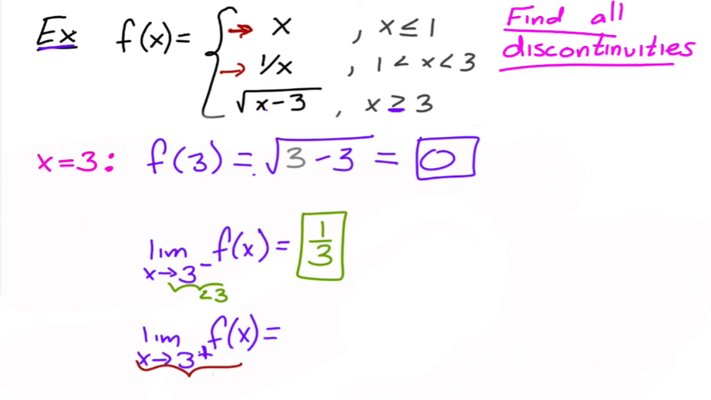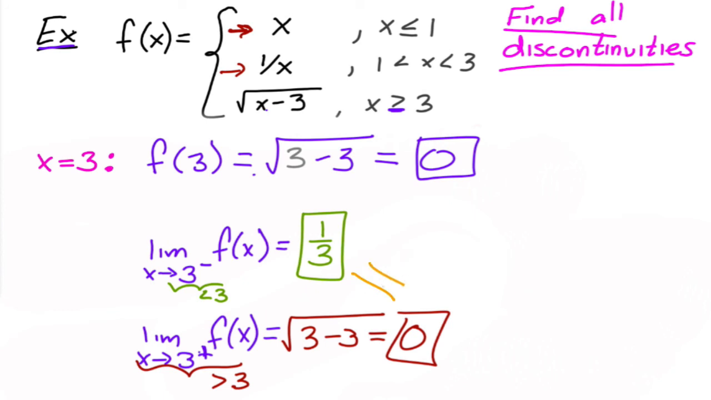For this last one, we want to look at values of x that are greater than 3, which means that I'm going to use this one right here. So square root of 3 minus 3, which is 0. Okay, so notice that because these two are not equal to each other, the limits from both the left and the right, that means this is going to be a jump discontinuity. So it's continuous at 1, but discontinuous at 3, and the type is a jump discontinuity.